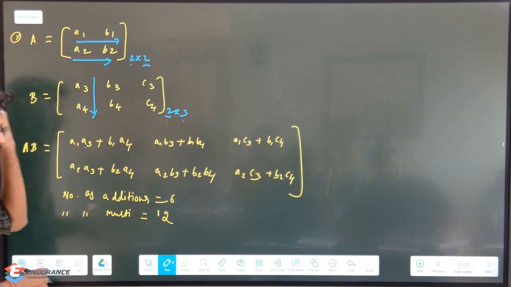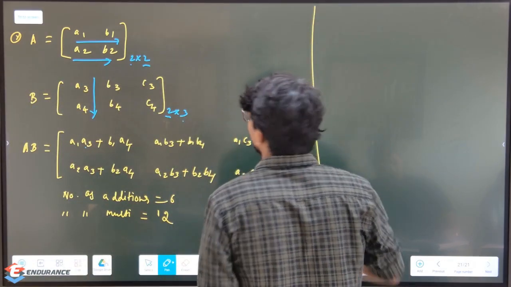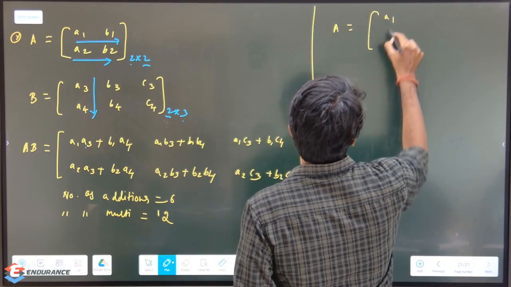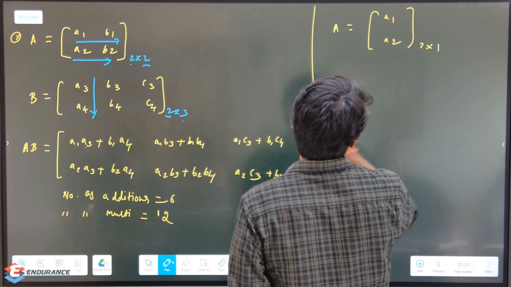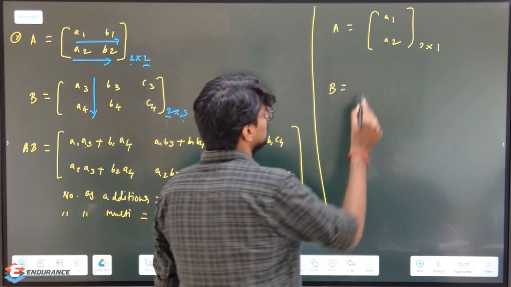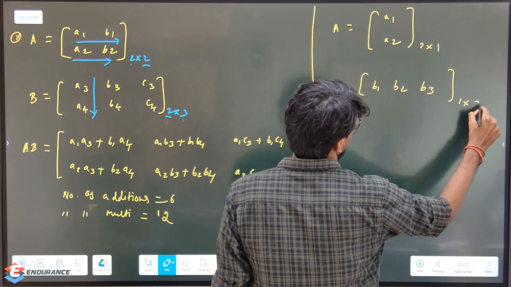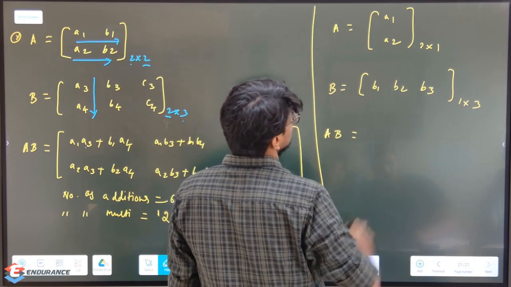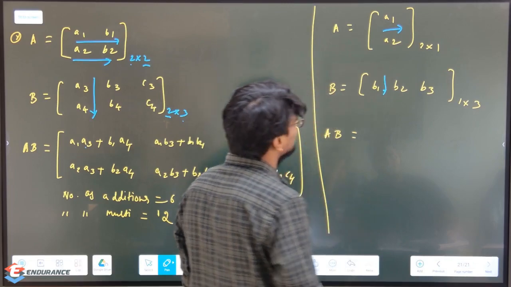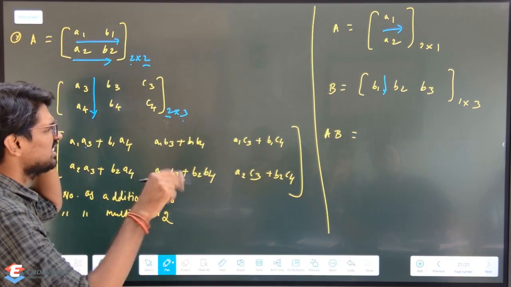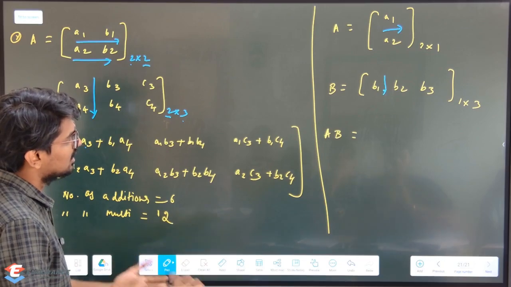But I will suggest you to do one more example. Generally in this kind of problem, take two examples and check which option matches both. One more example, an easy example we can take. Maybe A1, A2. This is 2 cross 1. And what about B? I need one row, but any number of columns. So that is maybe B1, B2, B3. This is 1 cross 3. What is AB? First row, first column. This is not going to give me any addition, right? The number of additions will be 0. See, that is fine, but we won't get a conclusion.